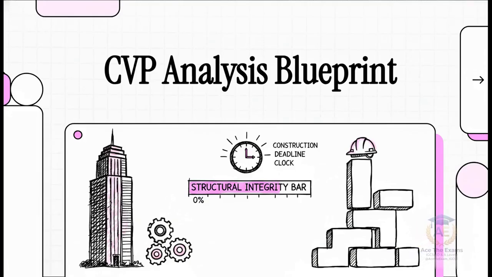I am your chief architect for today's explainer, and we are stepping onto the absolute most critical construction site of your academic career. Today, we are looking at Cambridge AS and A-Level Accounting 9706, specifically focusing on Cost Volume Profit Analysis, or CVP. Now, CVP is literally the foundational blueprint a business uses to understand exactly how their costs and volumes impact their ultimate bottom line.